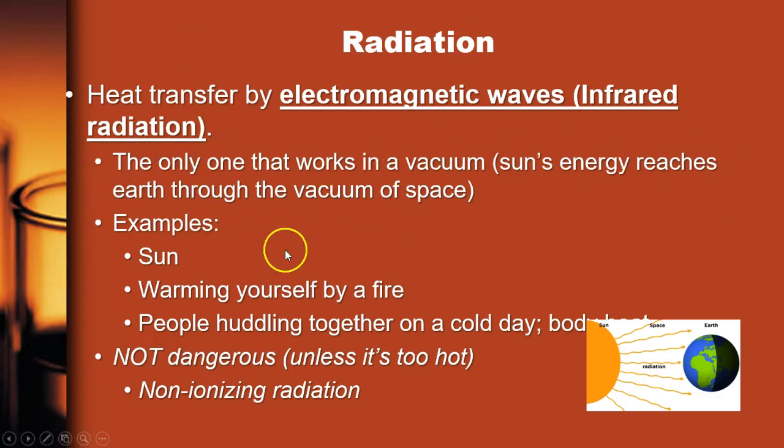And the way that we know that is the first example of radiation is the sun. The sun's energy reaches us through the vacuum of space. There is nothing out there. The sun's energy doesn't reach us through convection. There's no fluid flowing towards us. And thank goodness the sun's energy doesn't reach us by conduction. It's not touching us. The sun's radiation can go through a vacuum.